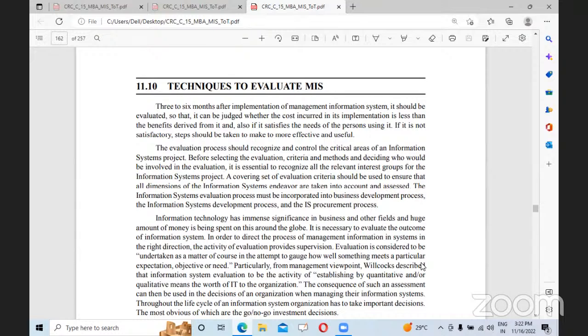The evaluation process should recognize and control the critical areas of an information system project before structuring the evaluation criteria and methods and deciding who would be involved in the information evaluation. It is essential to recognize all the relevant interest groups for the information system pilot, system development process and the information system procurement process.